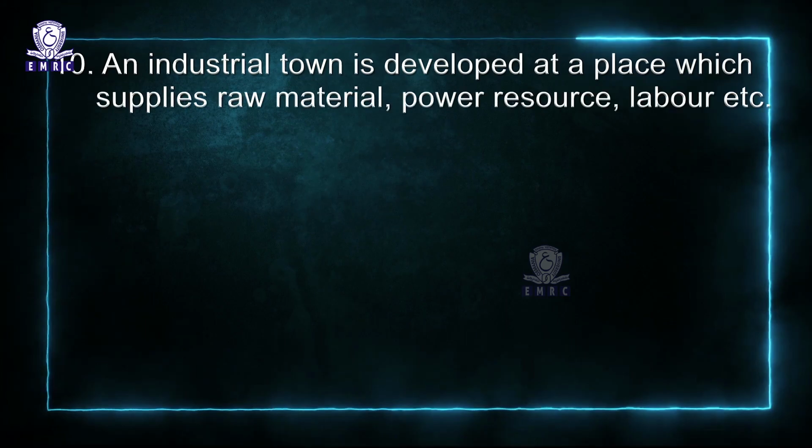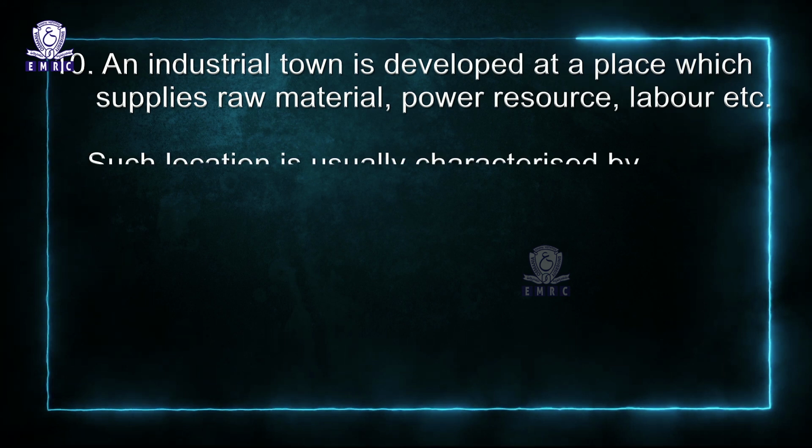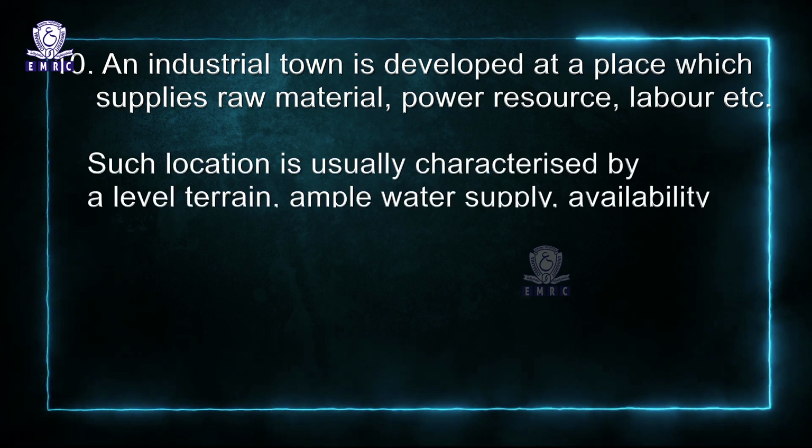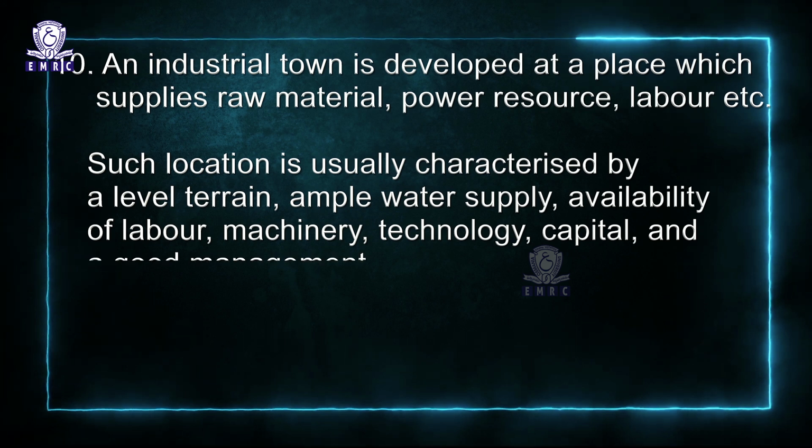Tenth, an industrial town is developed at a place which supplies raw material, power, resources, labor, etc. Such a location is usually characterized by level terrain, ample water supply, availability of labor, machinery, technology, capital and good management.